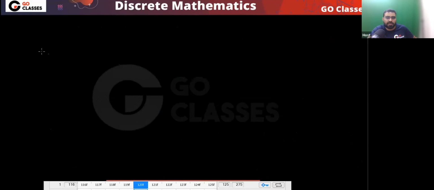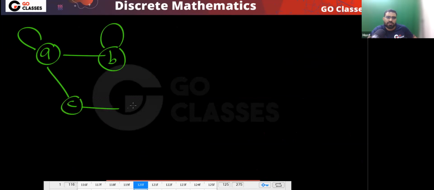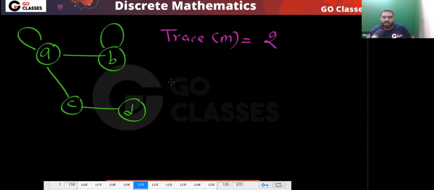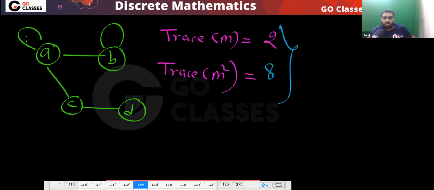You can see that you have this graph with A, B, C, D. Let's assume you have this graph. You can easily see that trace of M will give you 2. And what will trace of M square give you? That will give you the degree, but all self loops counted once. So it will give you 1 plus 2, 3, 3 plus 4, 5, 6, 7, 8. So it will give you 8. Okay, so basically self loops counted once.